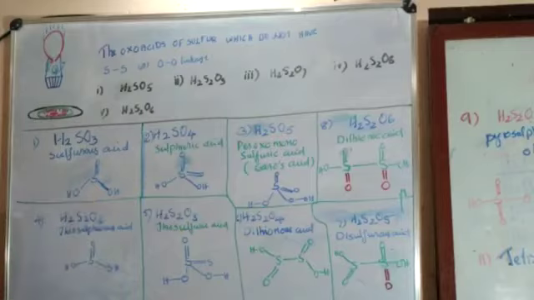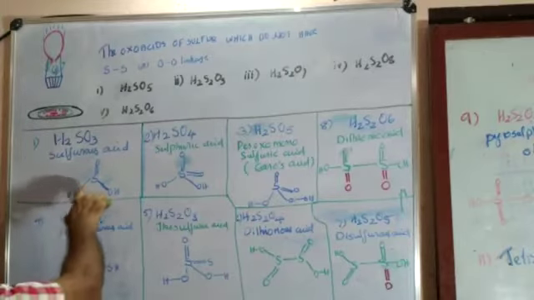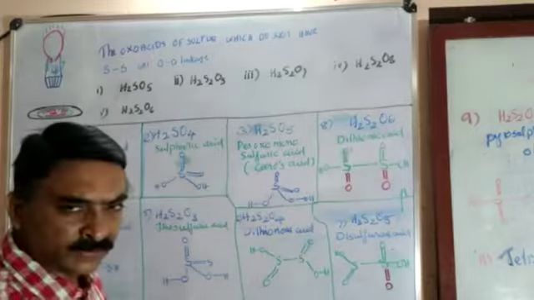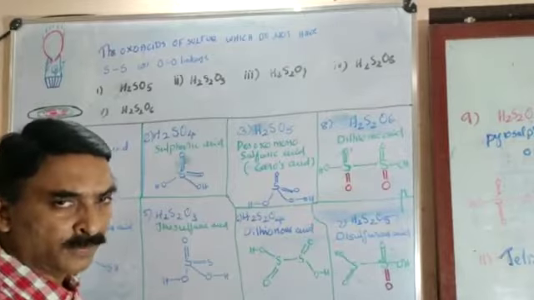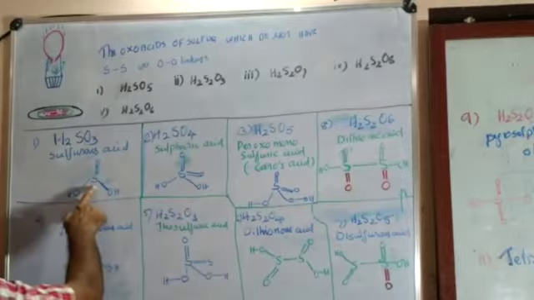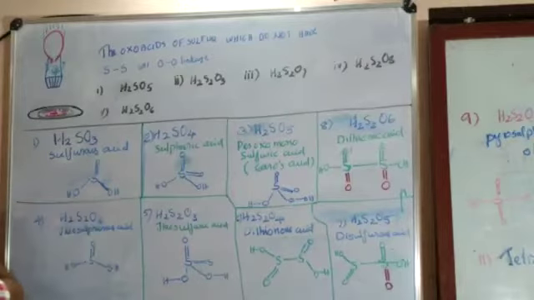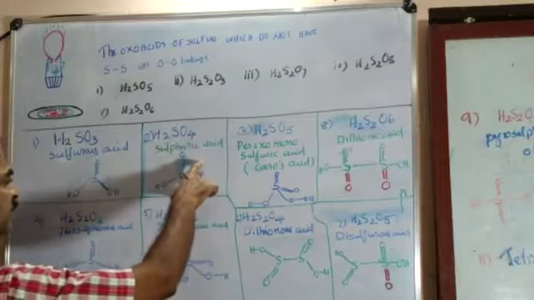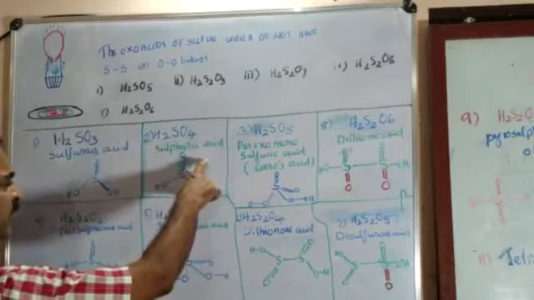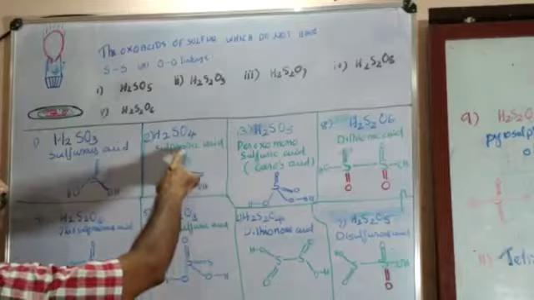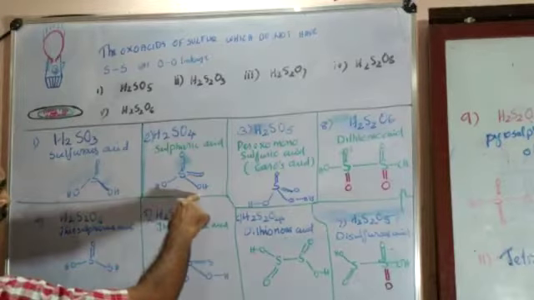H2SO3 is called sulfurous acid. See, all these compounds of sulfur have sp3 hybrid tetrahedral geometry. Please remember that. Here the sulfur atom has one double bond O and two OH. It is a dibasic acid. It is a very weak acid. Then we have H2SO4, which is orthosulfuric acid or sulfuric acid. It has two double bond S=O and two OH groups.